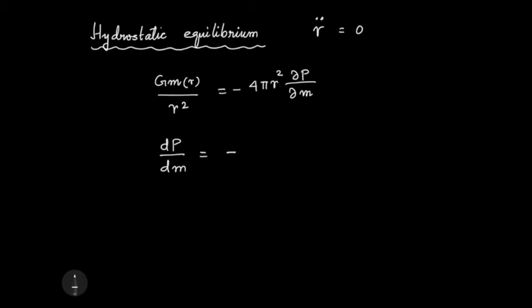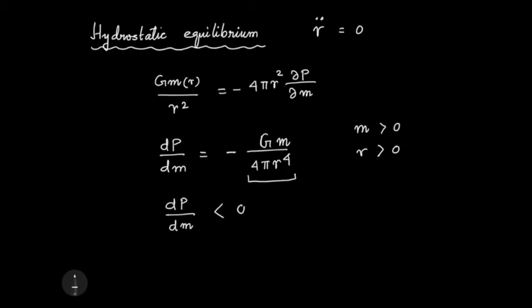This minus 4 pi r to the 4. I have G and M here. M is the mass within the radius. It can never be less than 0, so M is greater than 0. R is also greater than 0, which means my dP by dM, everything in the right hand side in this small thing, is greater than 0. So the dP by dM is less than 0.